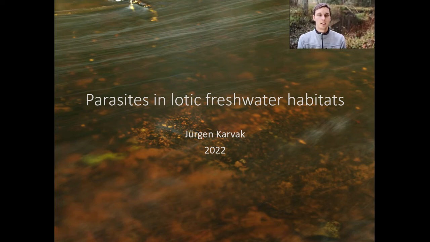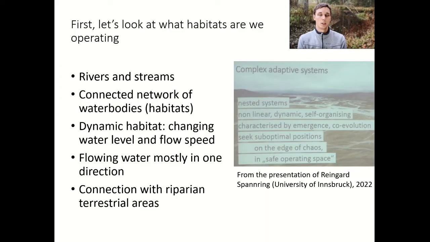Hello. In this lecture we are looking at parasites in and near aquatic habitats. We will focus on lotic habitats, which means flowing waters. But before we get to parasites, let's look at the characteristics these habitats have. Lotic freshwater habitats are naturally rivers and streams, but there are also artificial ones, ditches and channels. We will focus on rivers and streams.